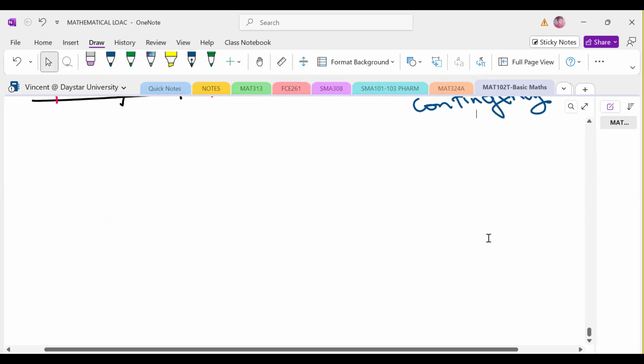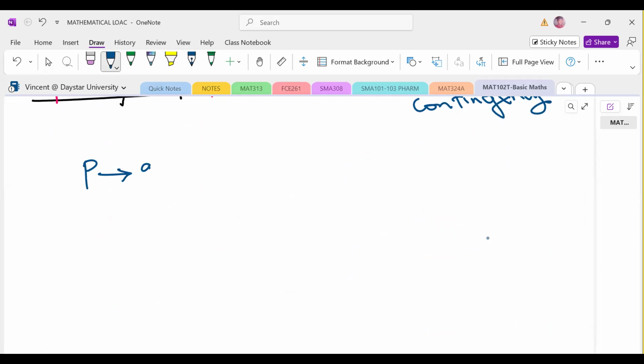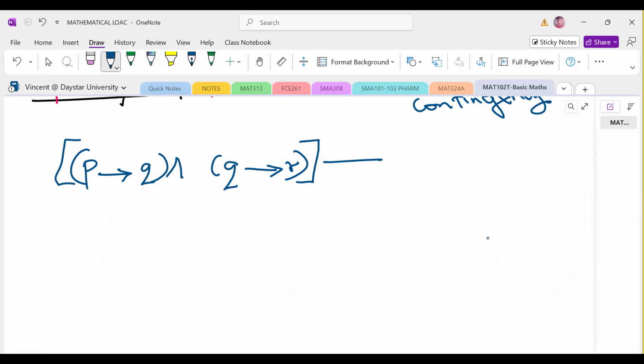Sawa. Then the last one inatupatia the statement P implies Q and Q implies R. All this implies P implies R. So this is number 7.4. So kitu ya kwanza, how many rows do we require in this case?